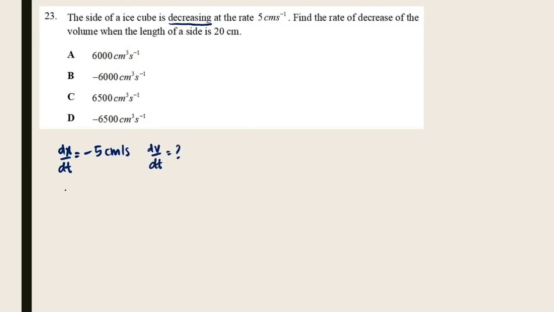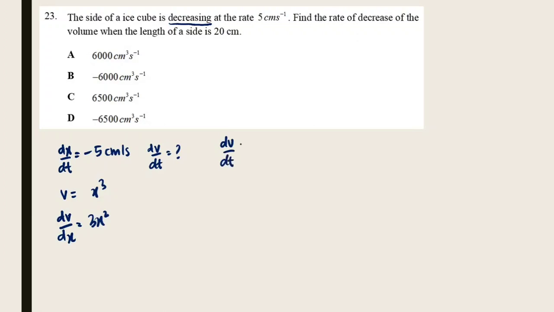Basically, we're going to check that our V is the volume of an ice cube. If one side is x, then the volume is given by x cubed, sorry. So when you differentiate V, you're going to get 3x squared. dv dx will be 3x squared over here. Now we want to find dv dt.